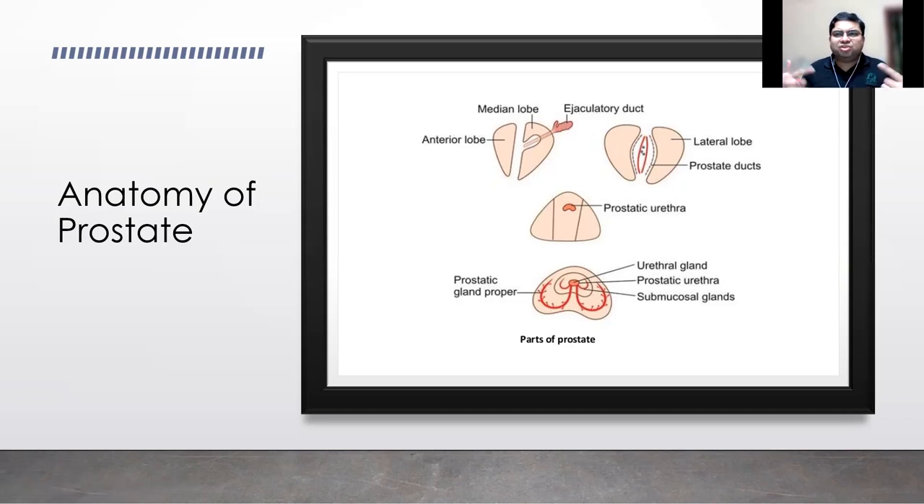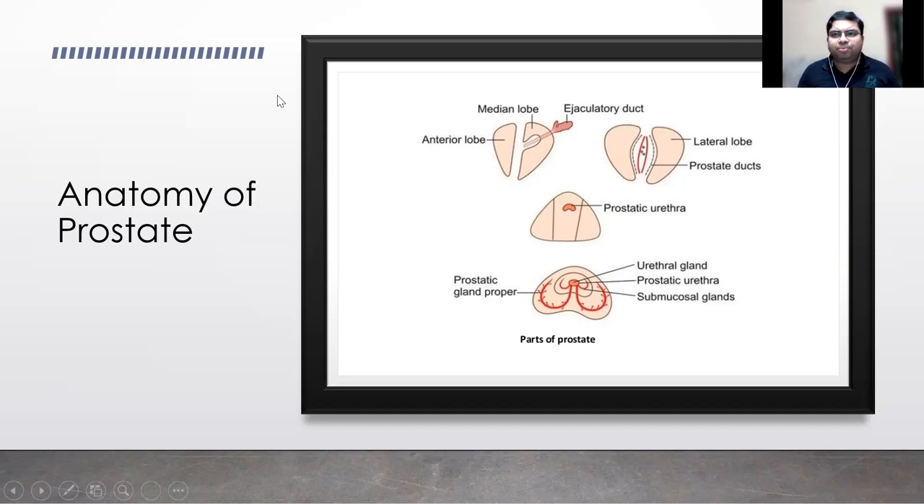Why? Because as we age, our testosterone gets converted by 5-alpha reductase within the prostate to DHT or dihydrotestosterone. Dihydrotestosterone increases the stromal part of the prostate. Testosterone is also converted by another enzyme known as aromatase, peripheral conversion, to estrogen. What will estrogen do? It will increase the glandular component. So the glandular component and the stromal component increase in benign hyperplasia of the prostate. The transitional zone is the site of the BPH nodules.